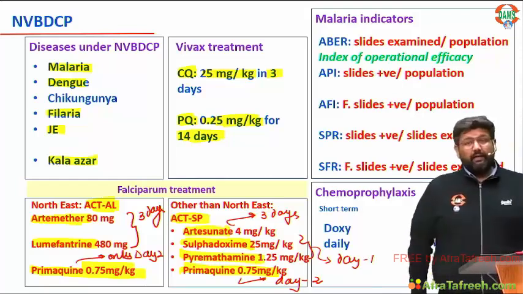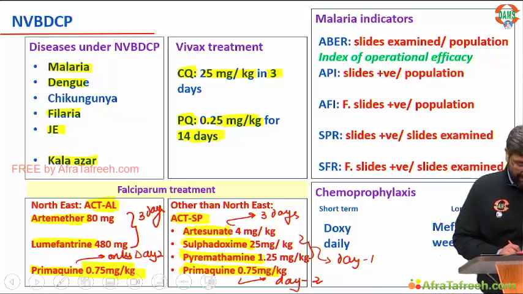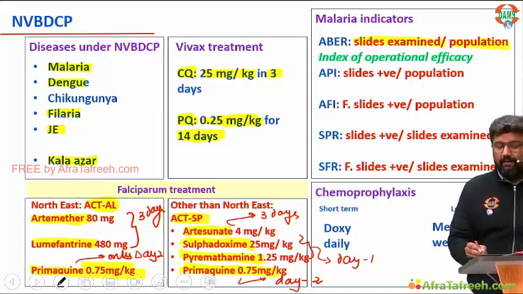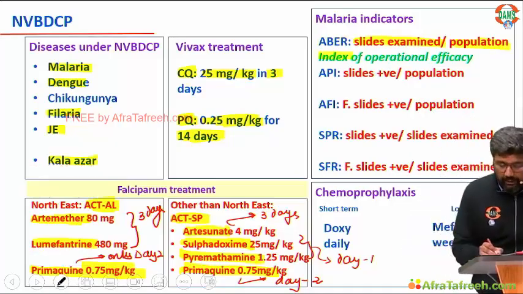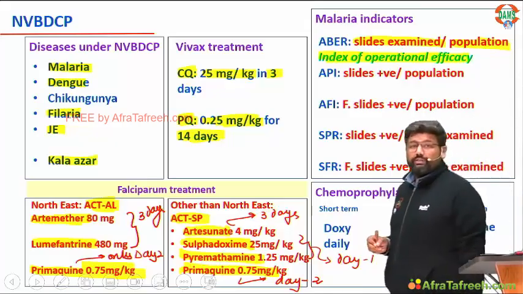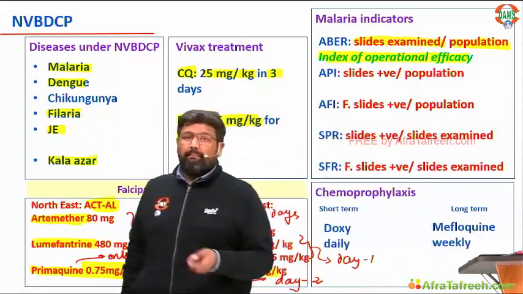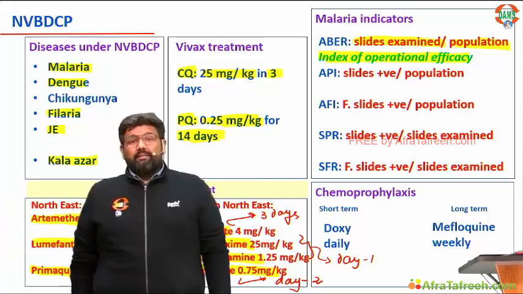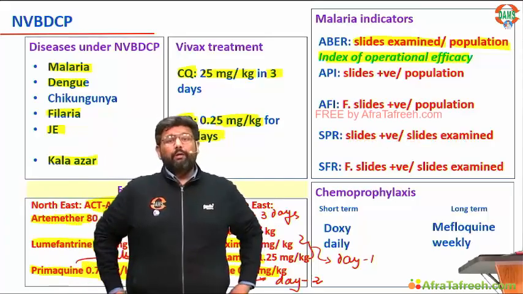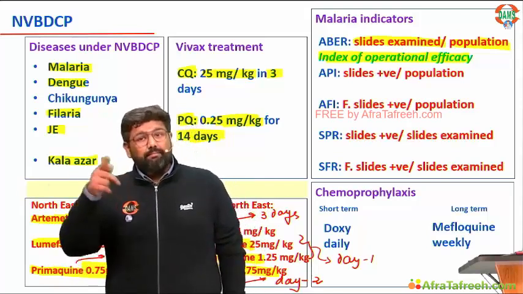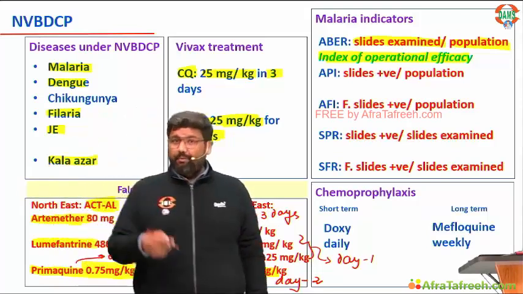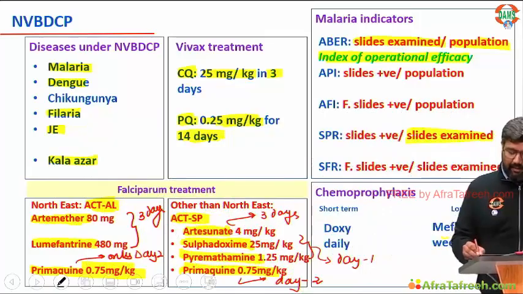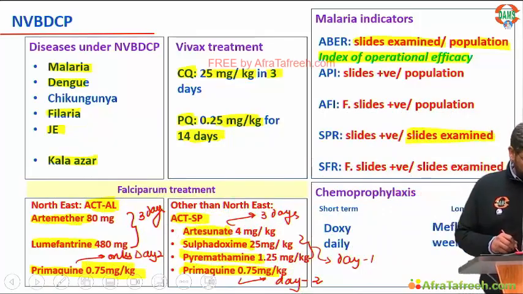Now there are some malaria indicators. Annual blood examination rate: the formula is number of slides examined divided by population. The MCQ last year was, which is the index of operational efficacy? ABER is the index of operational efficacy. Then we have annual parasite incidence, slides positive divided by total population. Annual falciparum incidence, falciparum slides positive divided by population. Then slide positivity rate and slide falciparum rate. Slides positive divided by slides examined is slide positivity rate, right?